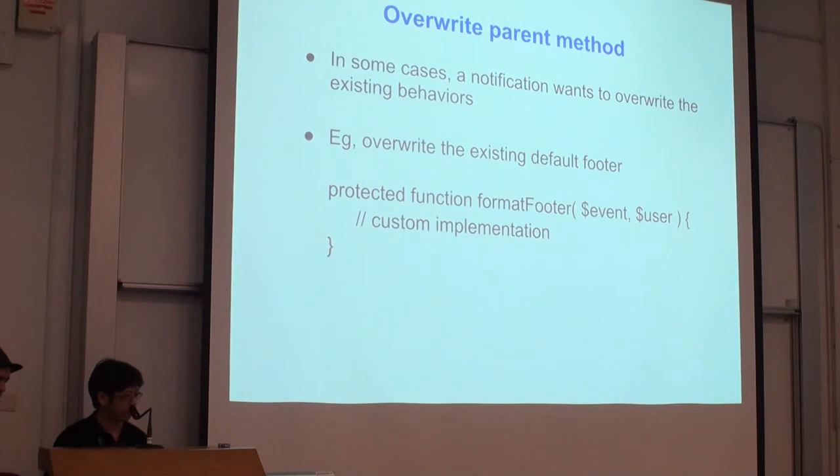Overriding the parent method. As I said earlier, the notification may want to override the existing behavior. For example, the default filter will just use the timestamp plus secondary link, and you may want to have your own. If you want your own custom implementation, you just override the callback filter method.